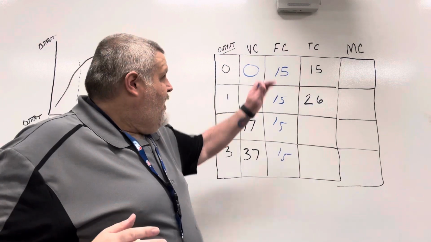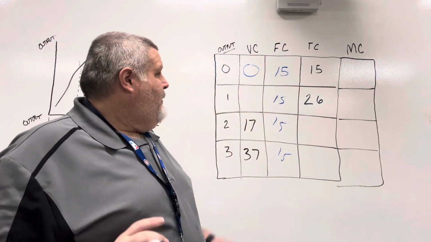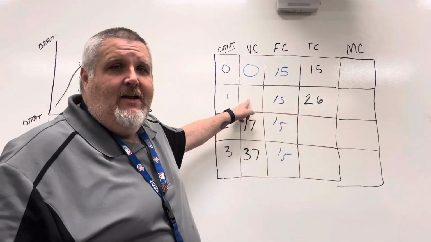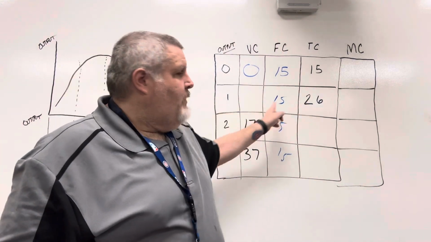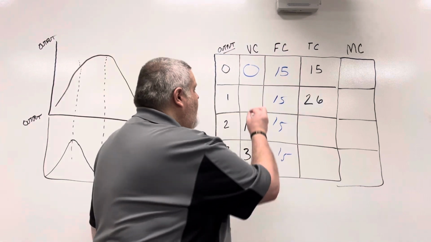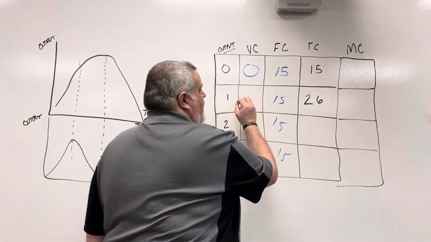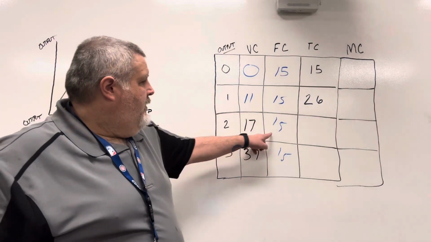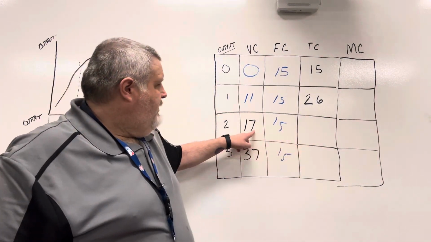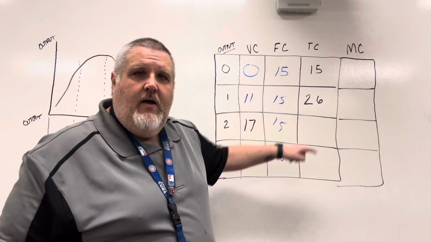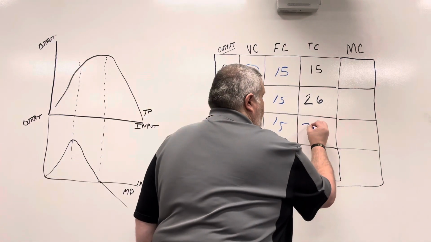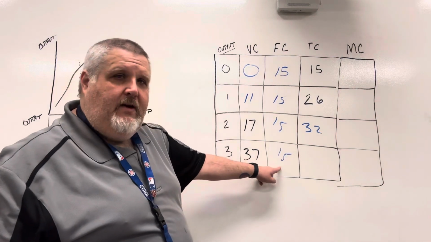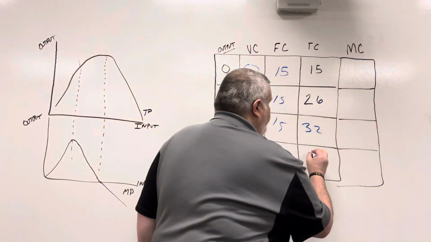So that's nice. Once we have that, we can do the whole column. So now I have a total cost here, and I have a fixed cost here. I can subtract to get that. 26 minus 15 is going to give me 11. Then I've got, going this way, I've got 17, I've got 15, I can get to 32. And then I got 37, I've got 15, I can get to 52.